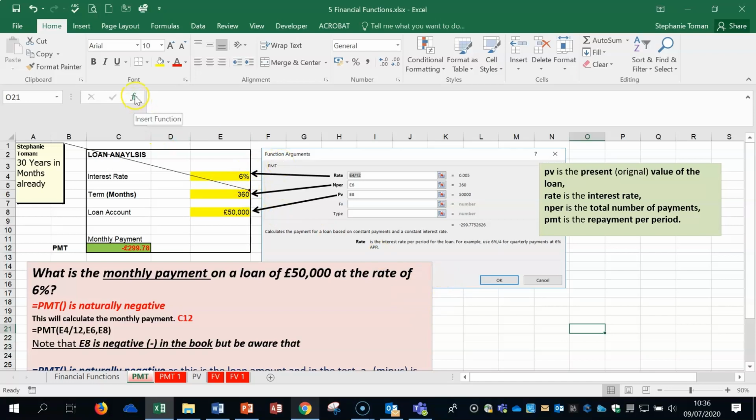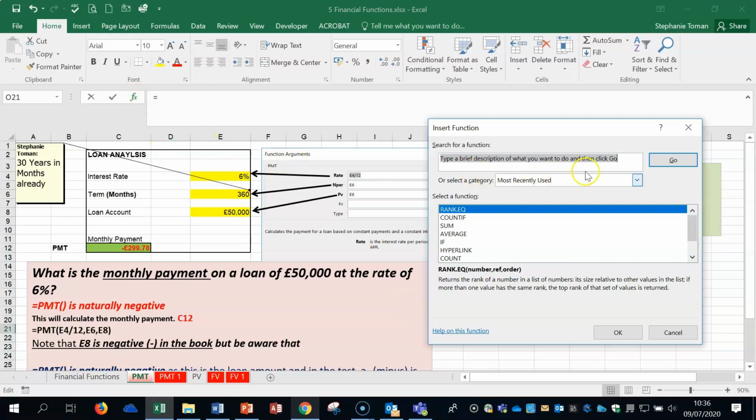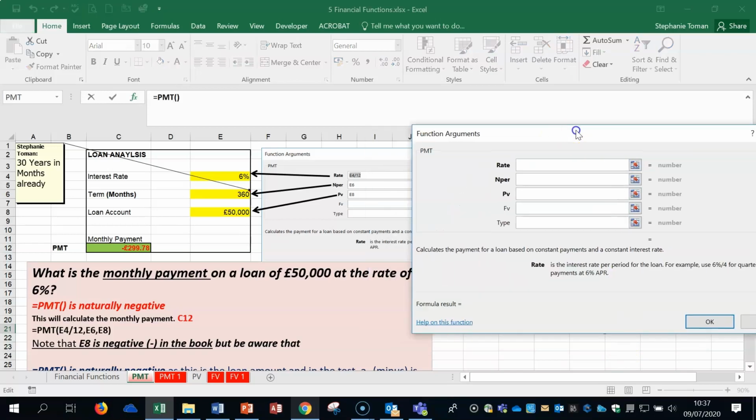So let's go into the FX first. And we're not sure what we're using. So I'm going to put monthly payment. I have no idea if this is going to work. I'm just trying to find my way. Hey, presto, there it is. So it calculates payment for a loan based on constant payments and a constant interest rate. Sounds good. So we'll have that one.